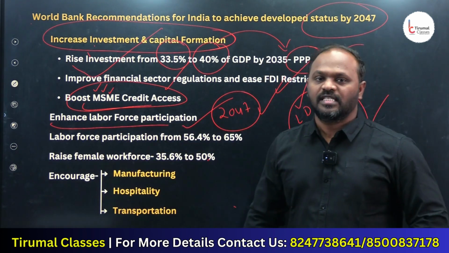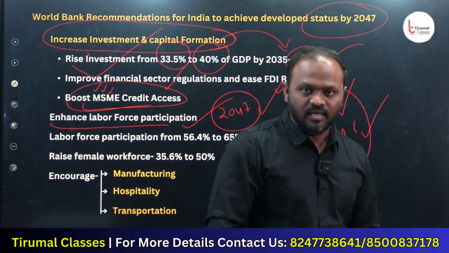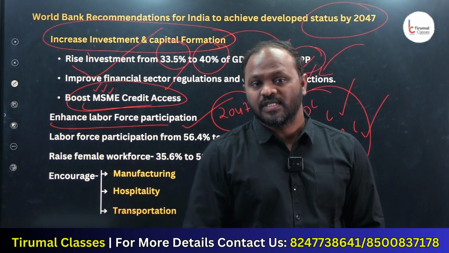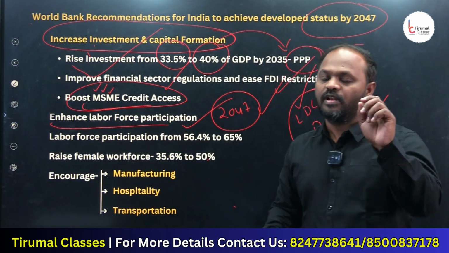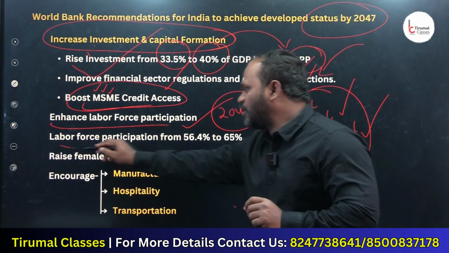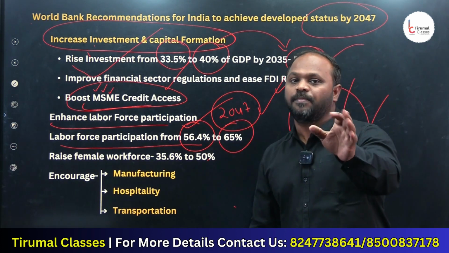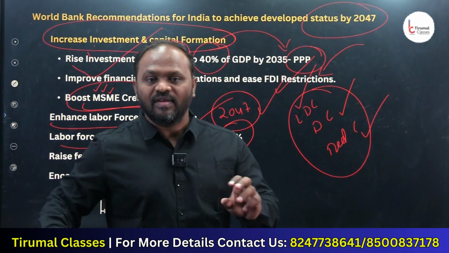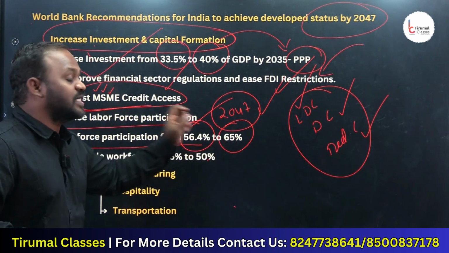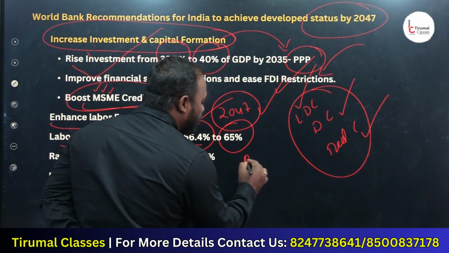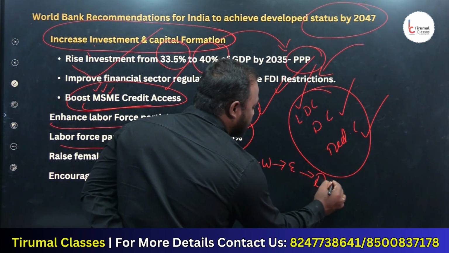Enhance labor force participation. India is having the highest number of labor force in the world, but we are not participating in the work. That is why, even though we have the highest labor force, we are not converting that into workforce. When you convert labor force into workforce, your economy will be developed by 2047. Labor force participation should be increased from 56.4 నుండి 65% కి పెంచాలి. అంటే మీనింగ్ ఏంటి? టుడే we have labor force, but labor force in work participation ratio should be increased to 65%. అంటే more number of people coming under work, when more number are working, their contribution is more for economy, then we call India a developed country.